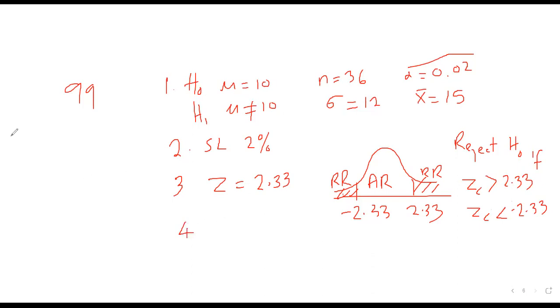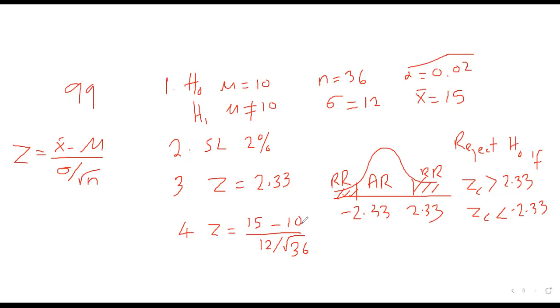Step 4, calculate our Z. The formula for Z is given by X bar minus mu over standard deviation over square root of n. So here, our Z calculated, what is our X bar? 15. What is our mu? 10. What is our standard deviation? 12. And square root of n, n is what? 36.